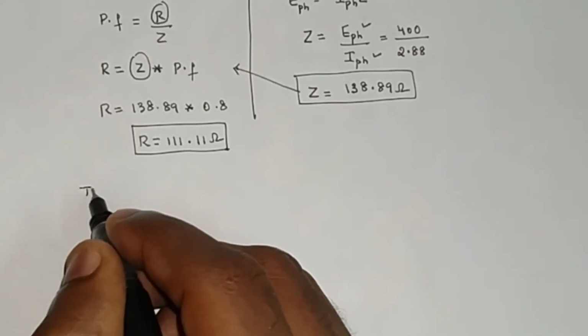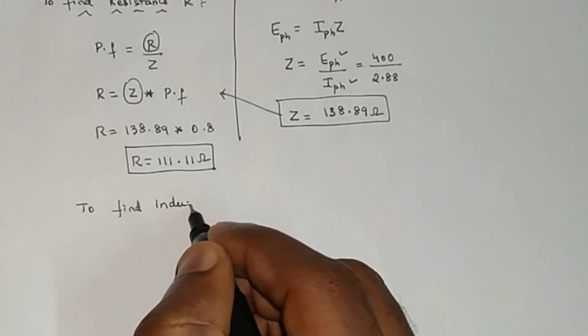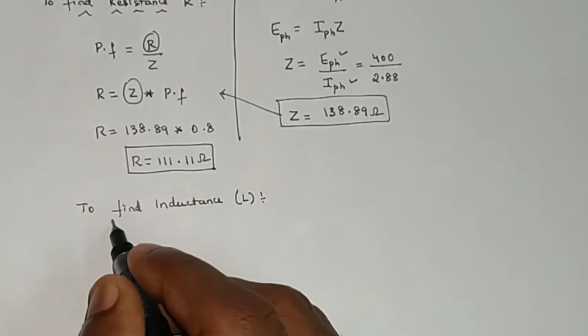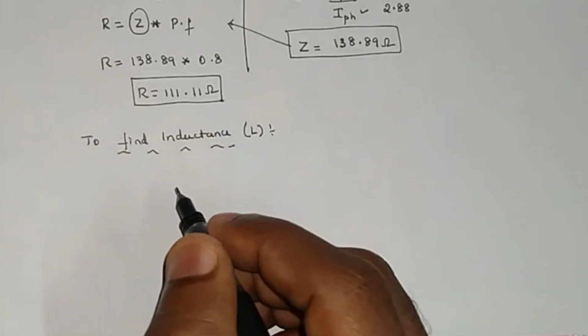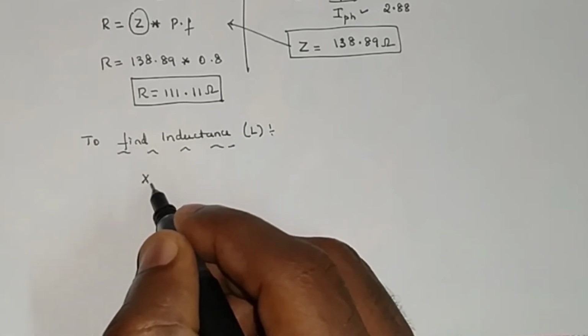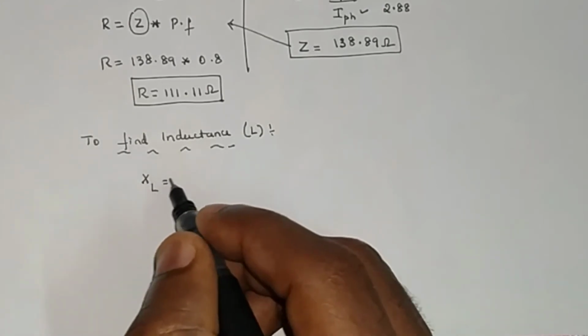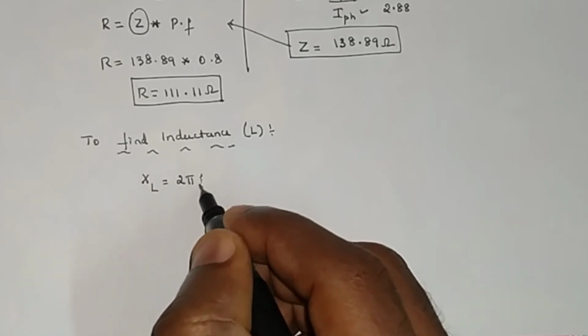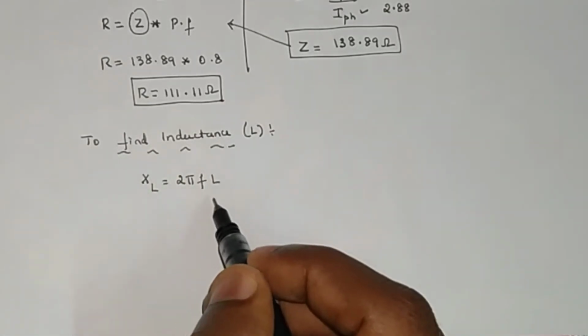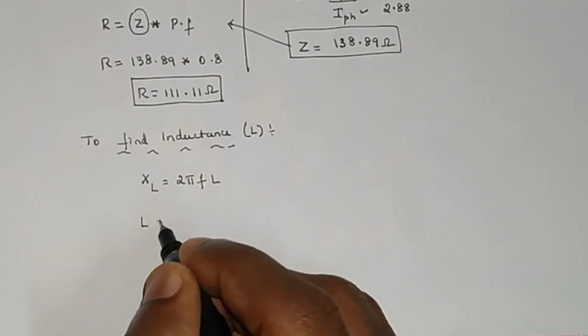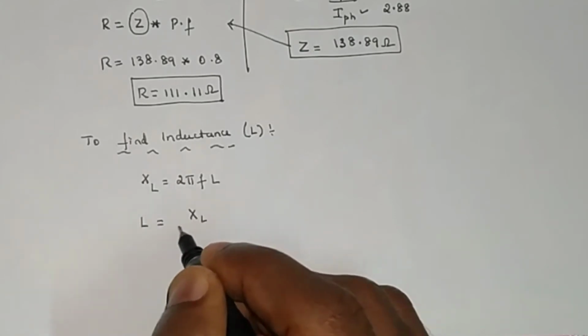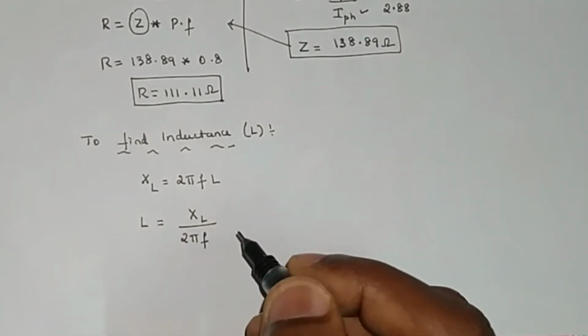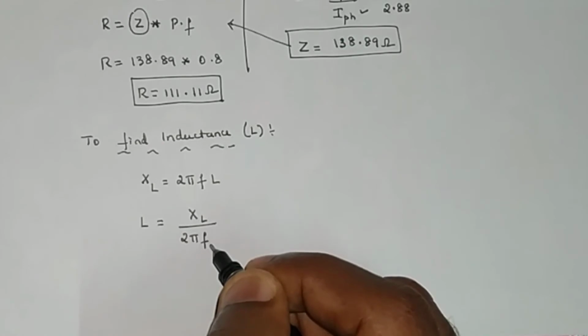Next, the second parameter we are going to find. So to find inductance, the only formula we can use is the inductive reactance formula, that is XL is equal to 2 pi FL. Only in this formula we are having inductance. So if I rearrange this formula, L is equal to XL divided by 2 pi F. Frequency is given in the question as 50 Hz.